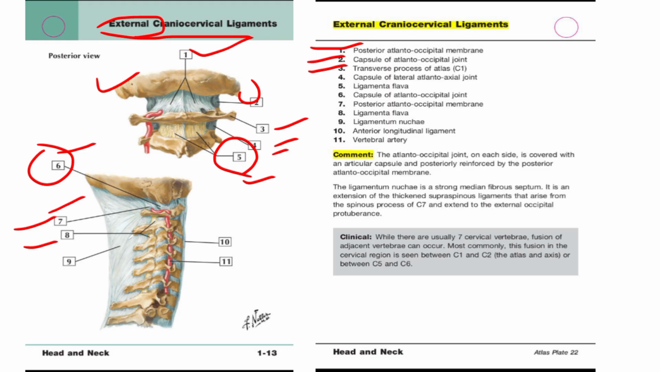Label 8 you can see here is the ligamentum flavum, and label 9 is the ligamentum nuchae. These two ligaments are present in the cervical vertebrae. Label 10 is the anterior longitudinal ligament, and label 11 you can see here is the vertebral artery.